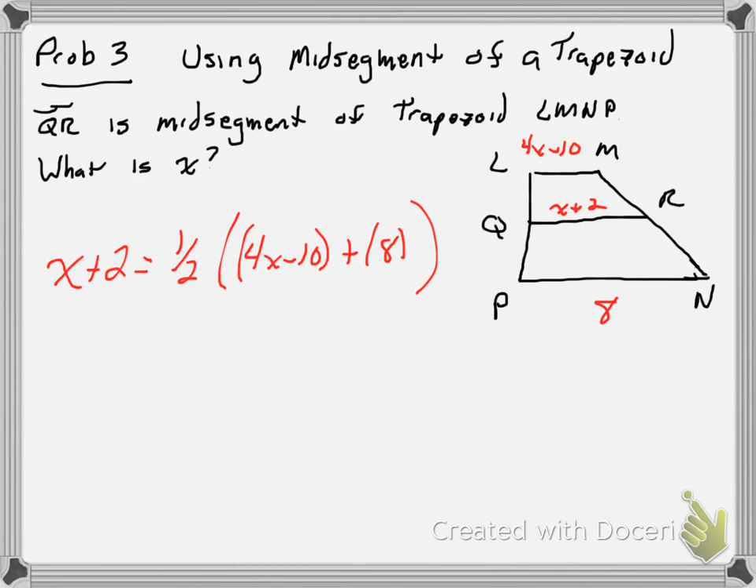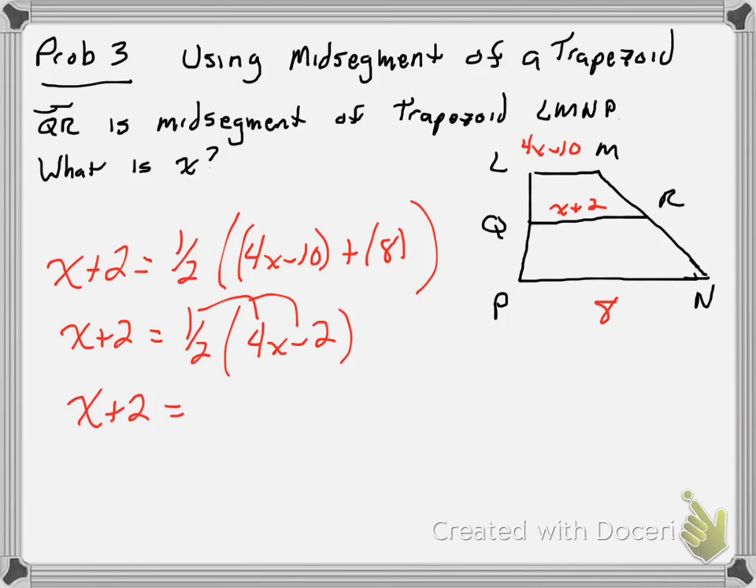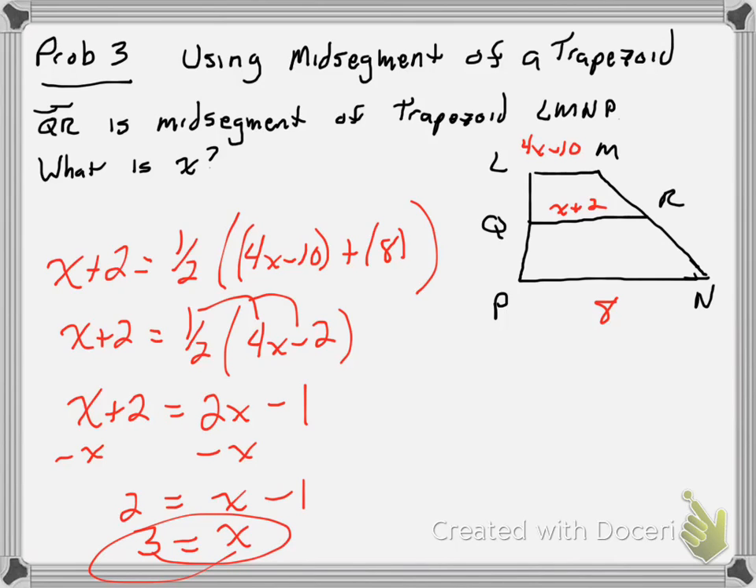So 1/2 the sum. So we're going to end up with x plus 2 equals 1/2 of, let's combine inside, negative 10 plus 8 is negative 2. So 4x minus 2. Again, you could do a couple different things. You can multiply by 2, you can distribute the half. Because it's going to work out, let's just distribute. x plus 2 equals 1/2 times 4x is 2x. 1/2 times negative 2 is negative 1. Now let's go ahead and solve. Subtract x. I get 2 equals x minus 1. Add 1, I get x equals 3. Okay, so that's what they wanted, the value of x to solve for my midsegment.